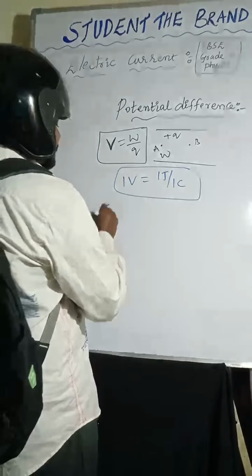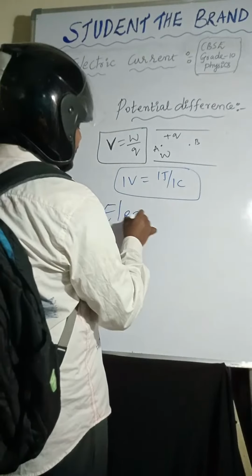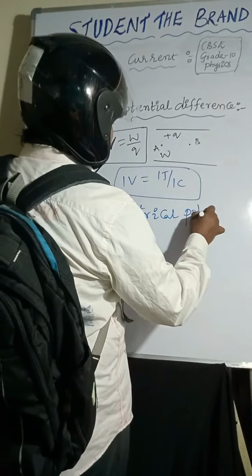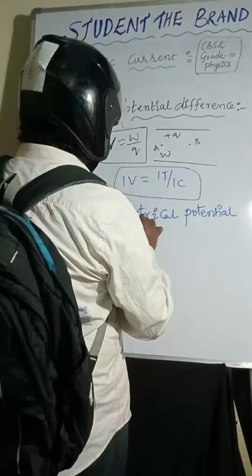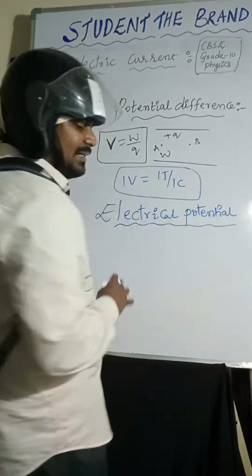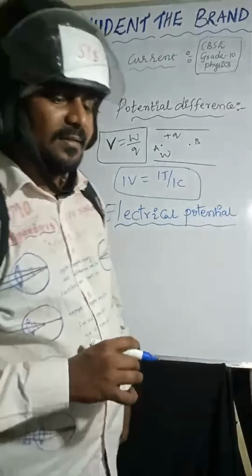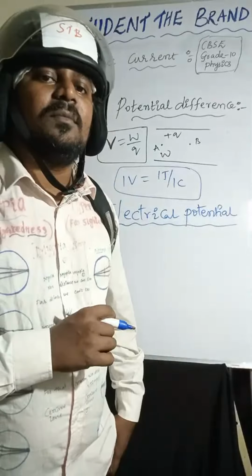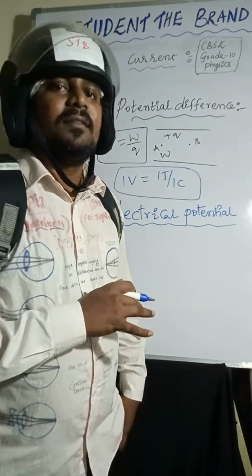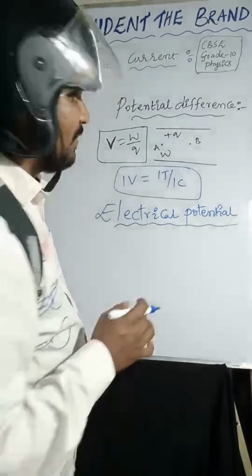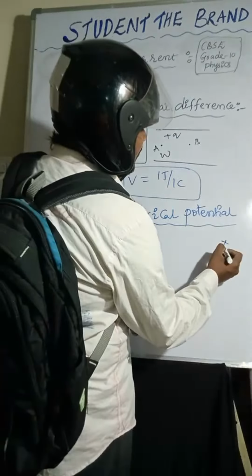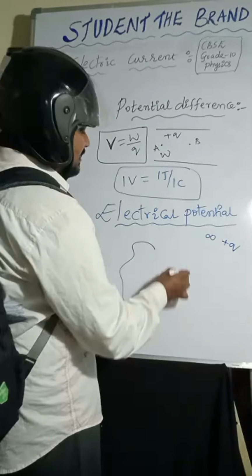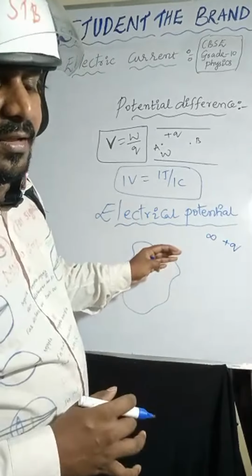Coming to electrical potential. Electrical potential is nothing but work done to bring unit positive charge from infinity to the required field. So I'm taking the positive charge from infinity. This is the required field. Suppose you take it as the required field.